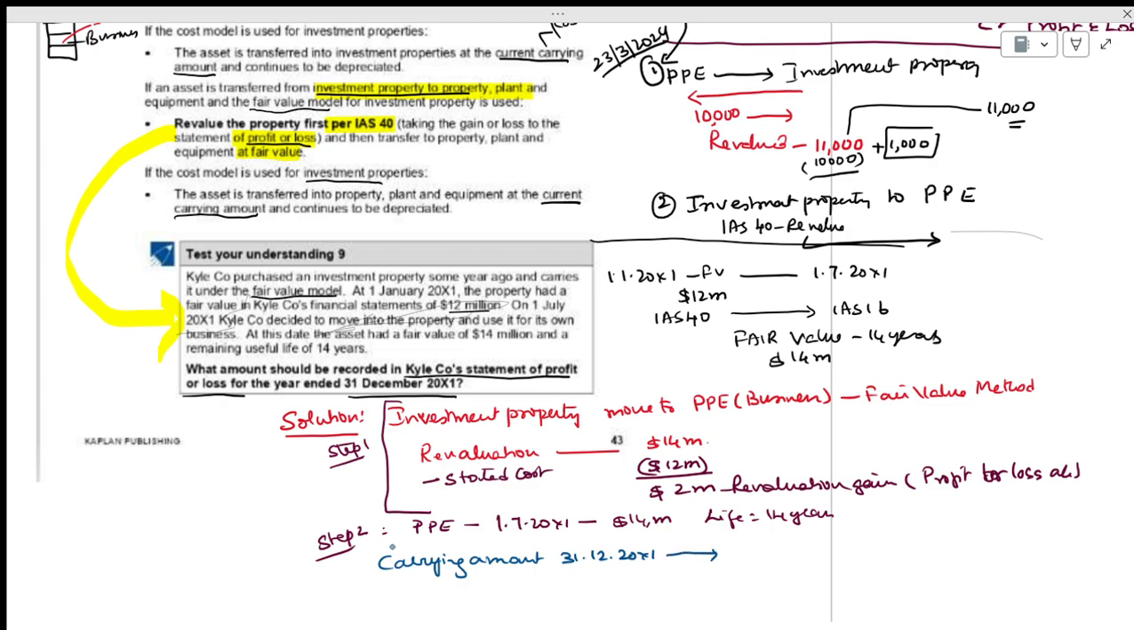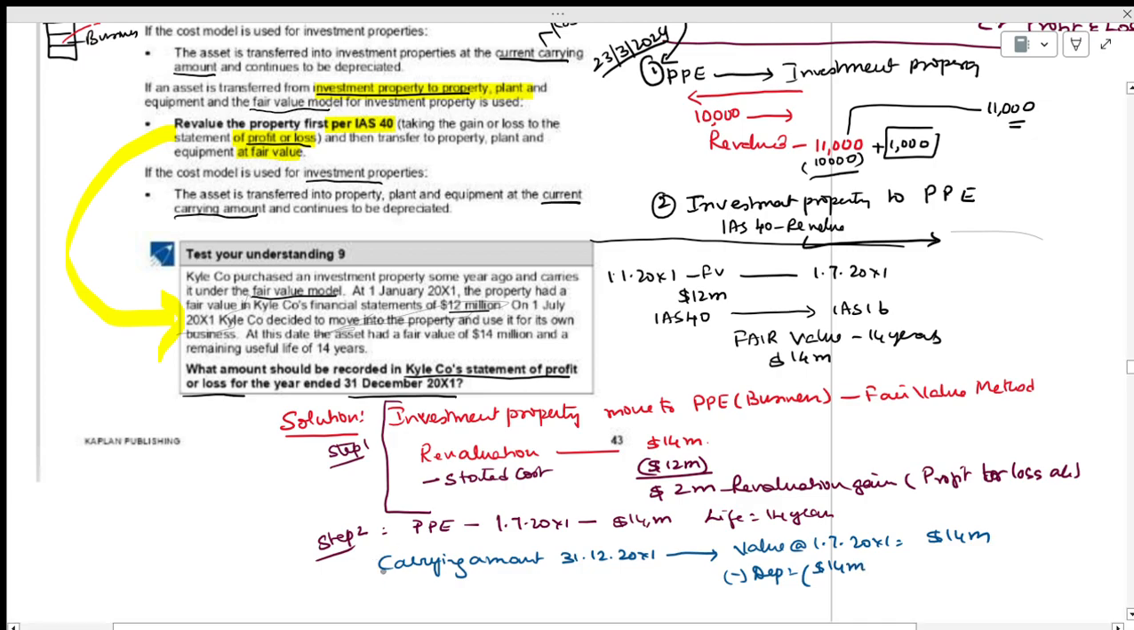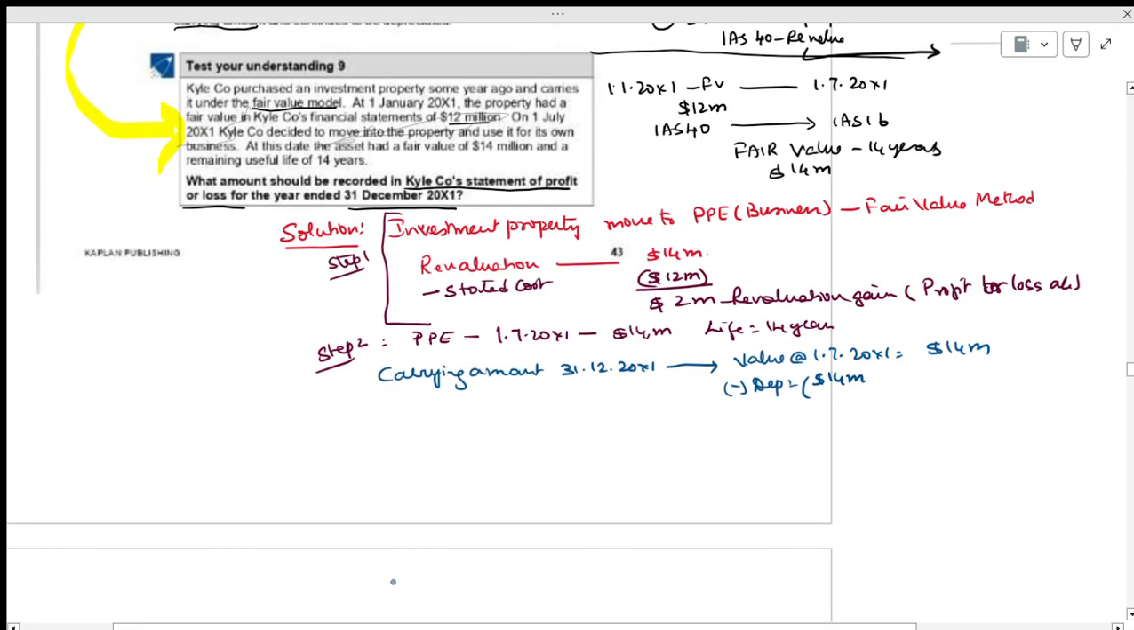Okay. Now, value at 1/7/2001 is how much? 14 million, because it is property, plant and equipment. We have to calculate the depreciation. How much is the depreciation? 14 million divided by 14 years, times 6/12.